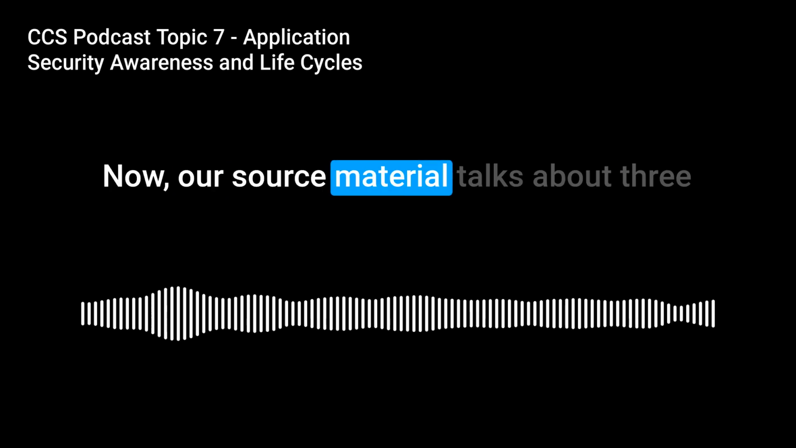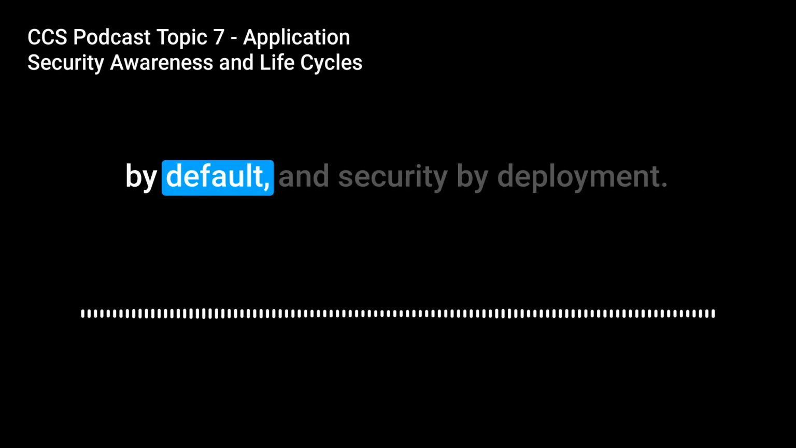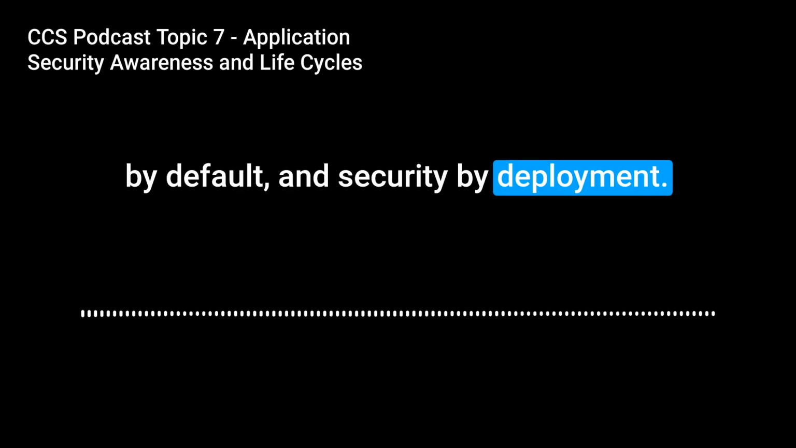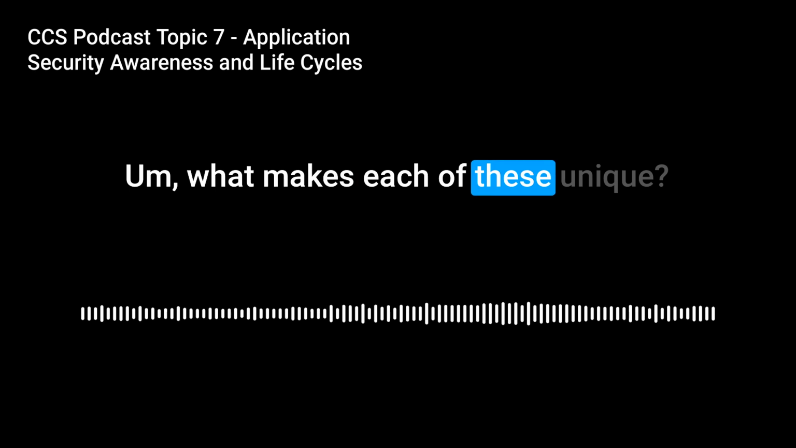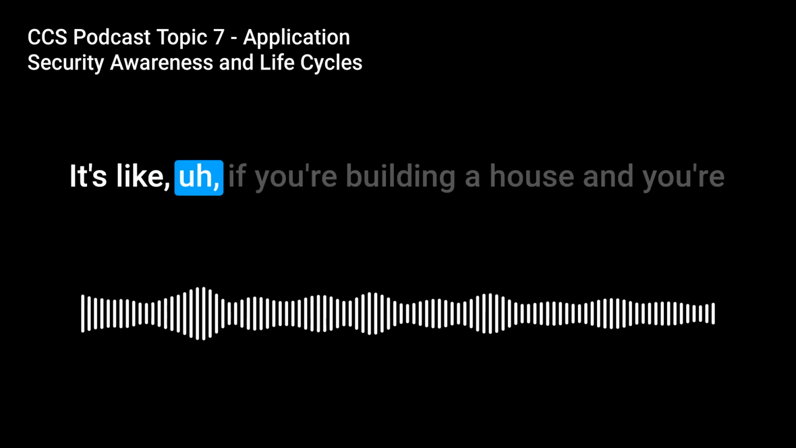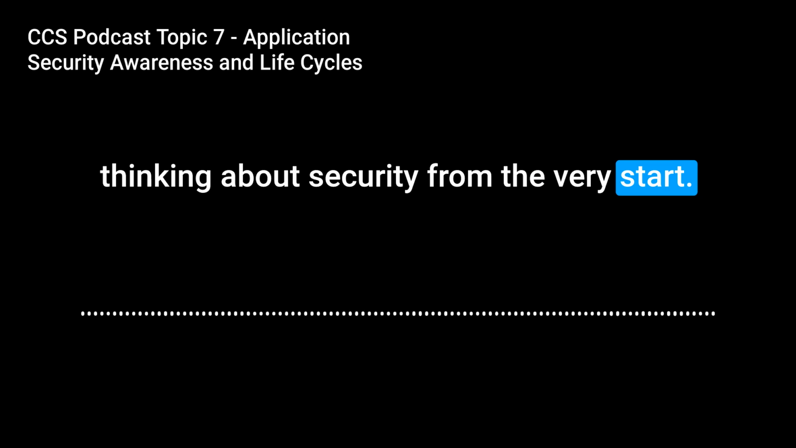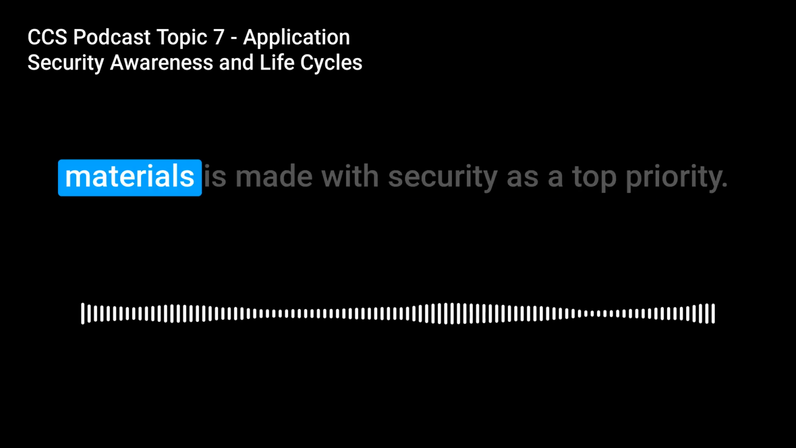Now, our source material talks about three main approaches to building secure apps. They call them security by design, security by default, and security by deployment. What makes each of these unique? Security by design is really the most effective. It's like if you're building a house and you're thinking about security from the very start. Every decision from the blueprint to the materials is made with security as a top priority.